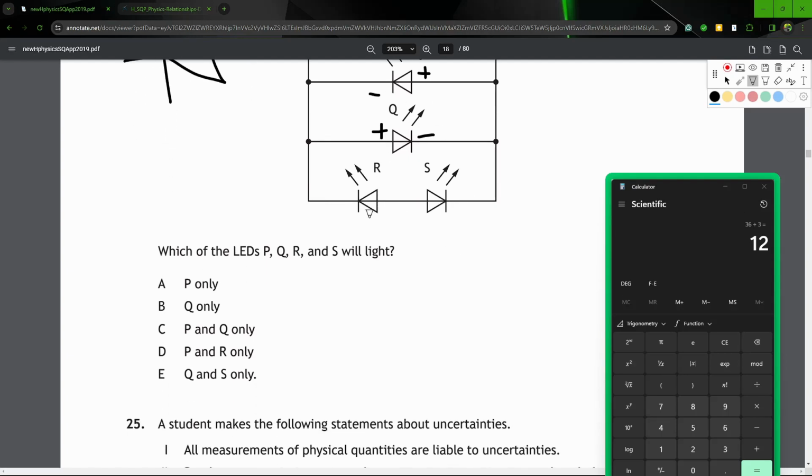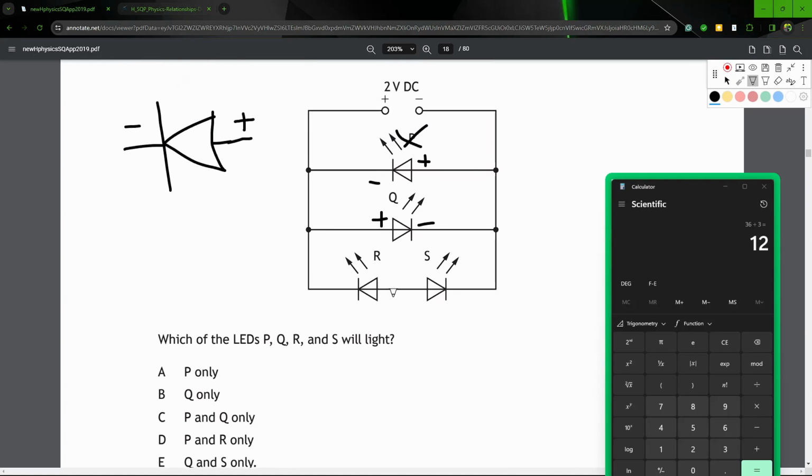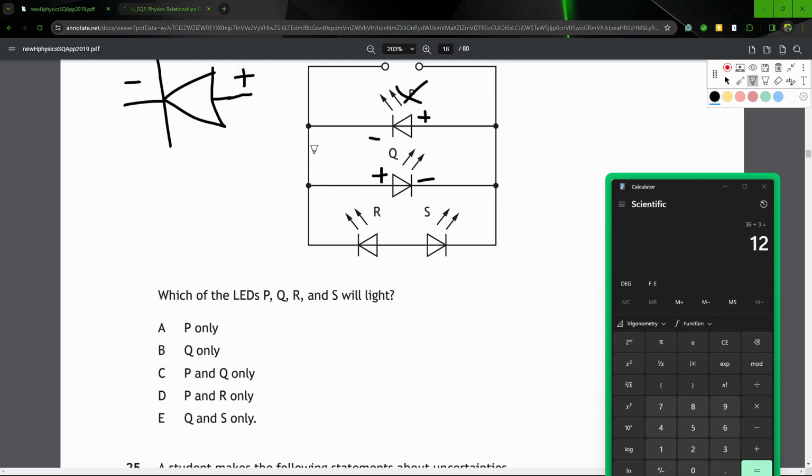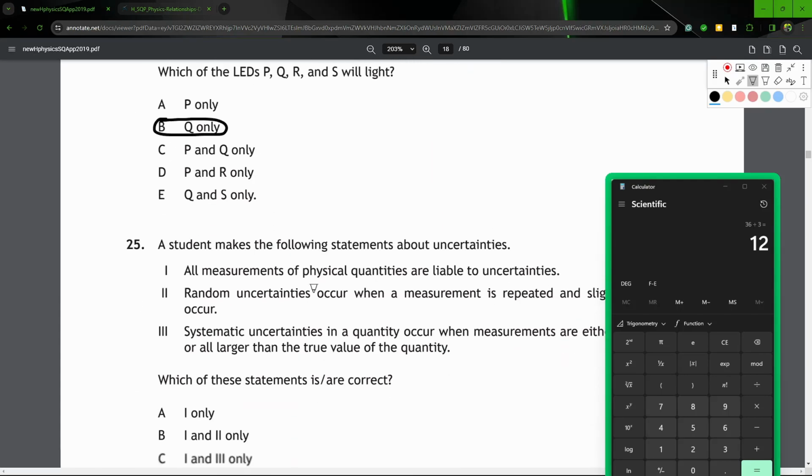But what about RS? Well, they're facing opposite directions, so no matter how much current you apply, remember these are effectively one-way streets, right? So even if you can go through one, you won't be able to go through the other because it's flipped around the opposite way. So R and S will never be able to light. So yeah, only Q will be able to light. Everything else cannot. And we're on to the final question.